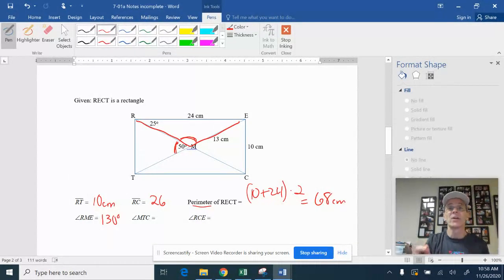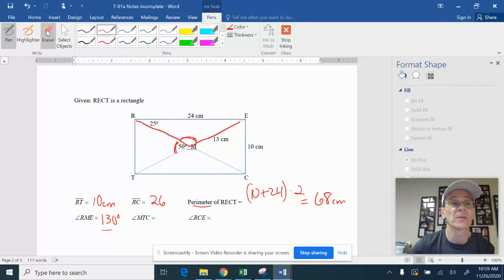As I said earlier, you're going to have to use a lot of what you've already learned this semester about finding angle measures. The fact that this angle is 130 really has nothing to do with the fact that this quadrilateral is a rectangle. I wouldn't have to tell you anything about this quadrilateral at all for you to be able to tell me that this angle is 130 degrees. That's based on something we learned months ago. Okay, so that's 130. How about angle MTC?